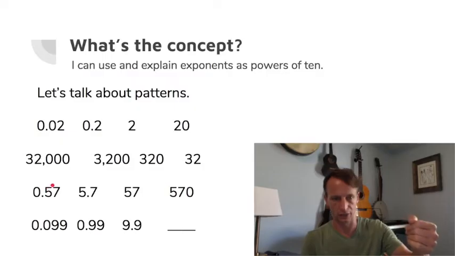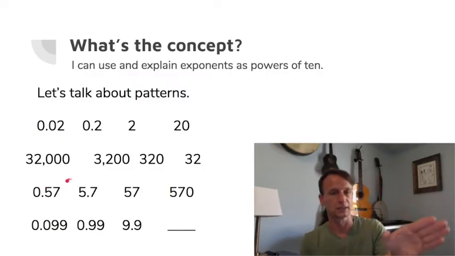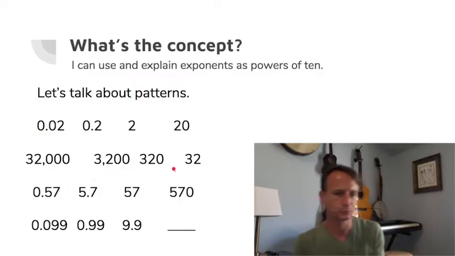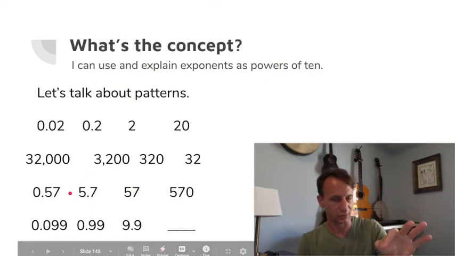57 hundredths. And lastly, what's the rule there? It's getting bigger, so it's times 10. Very good. 99, we'll place thousandths.